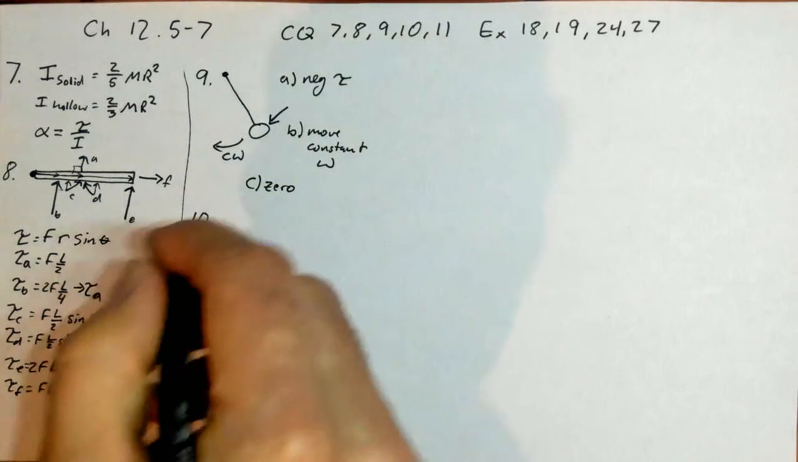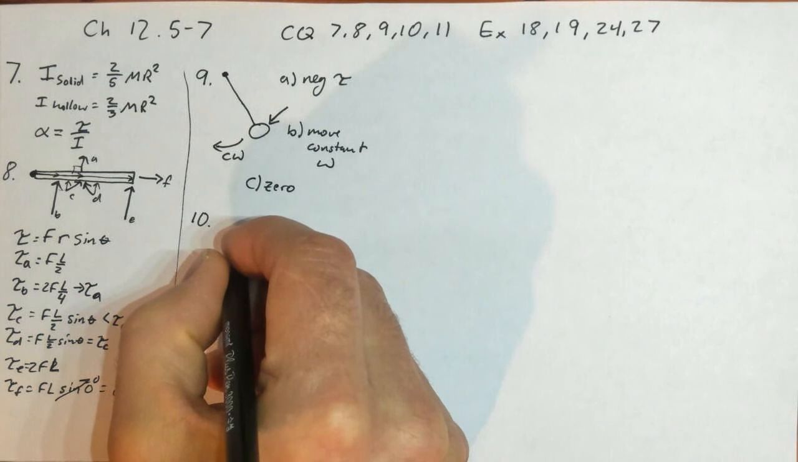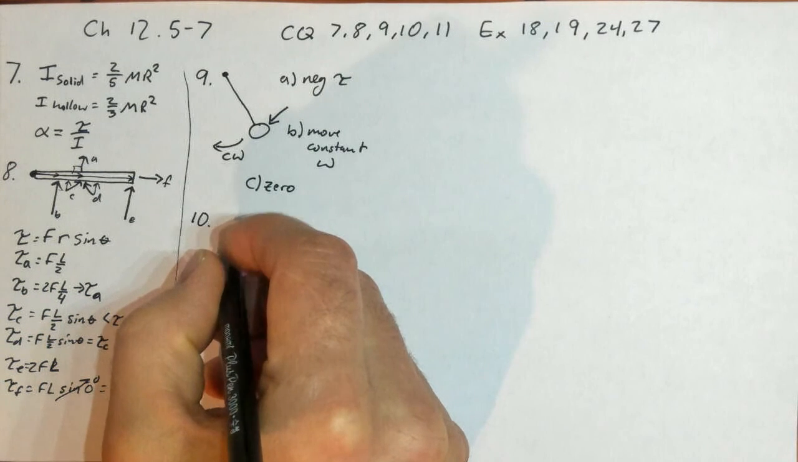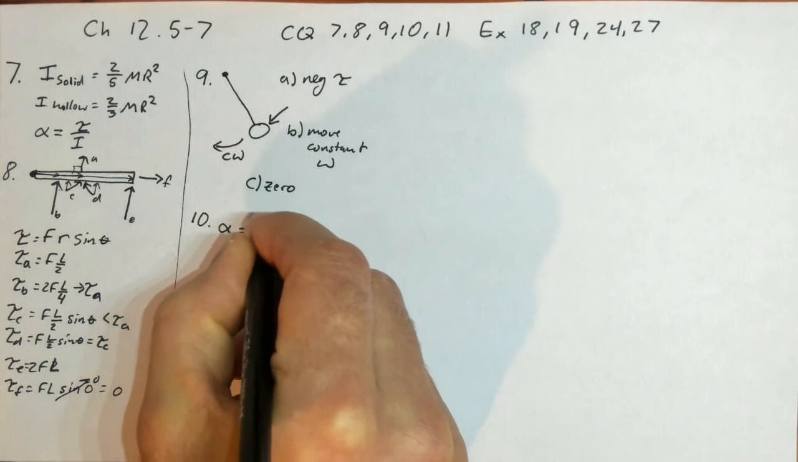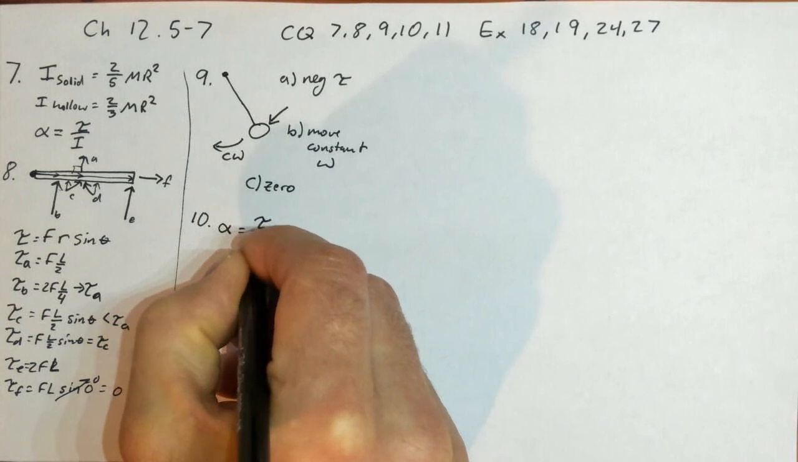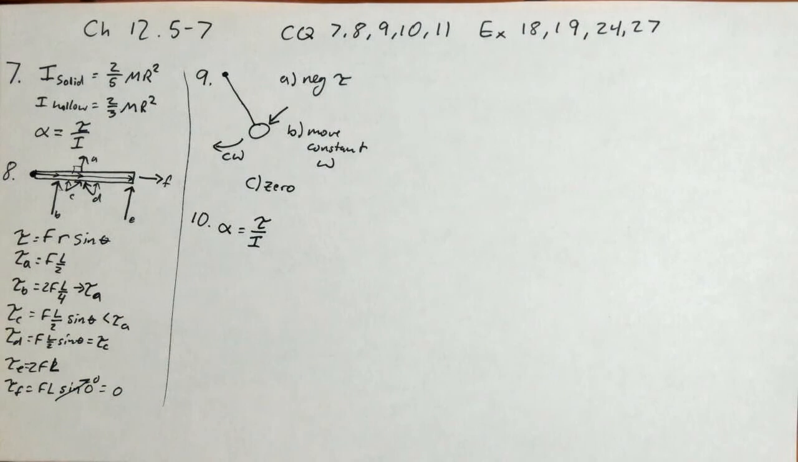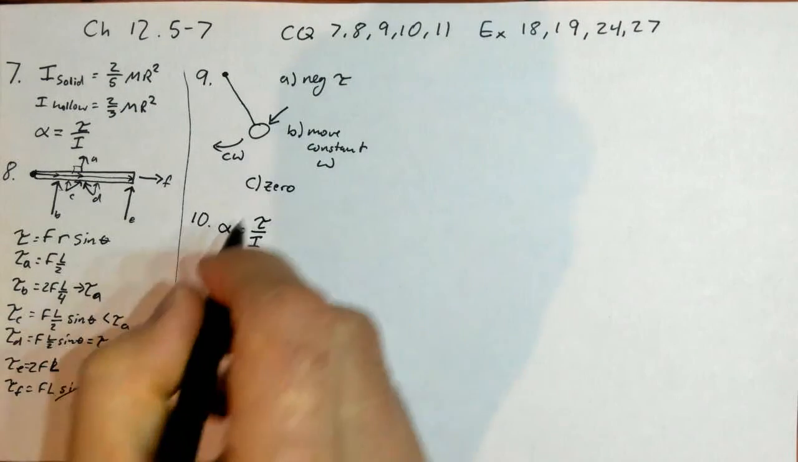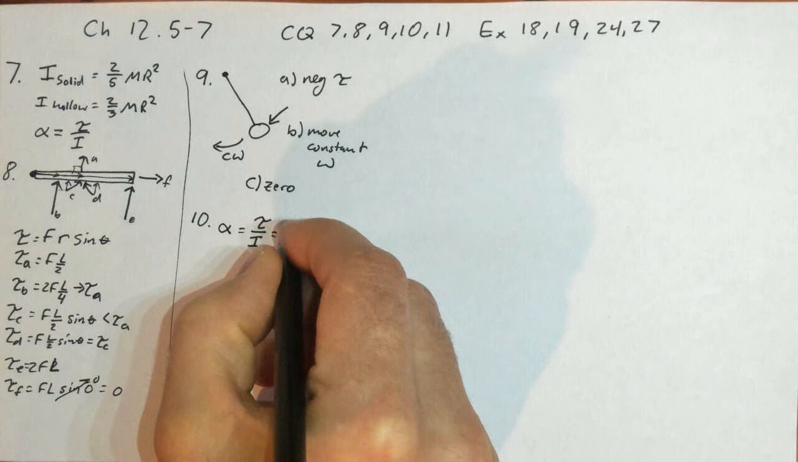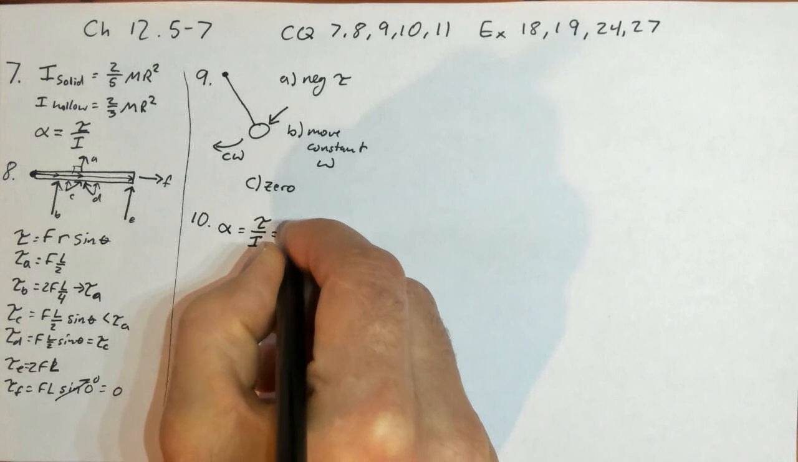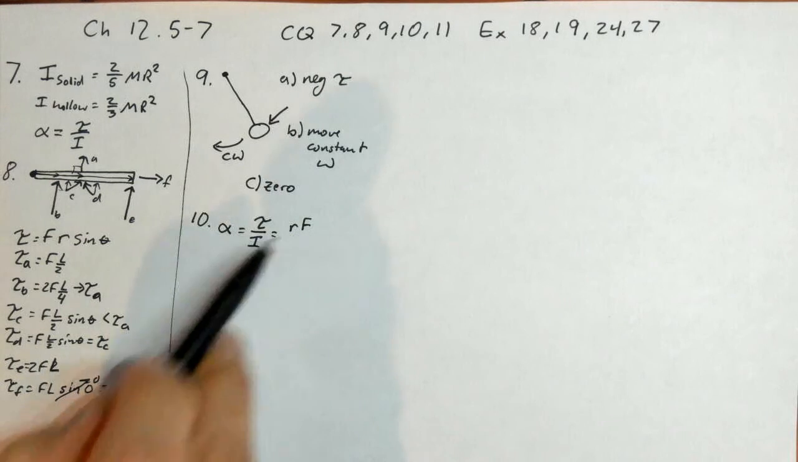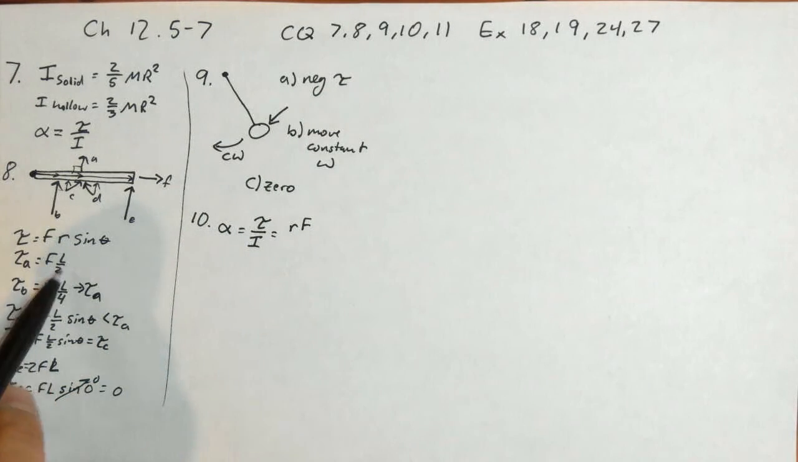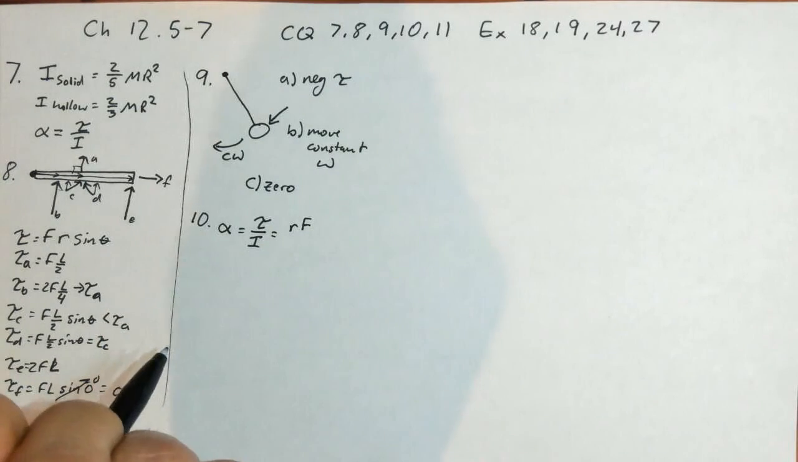We have a ranking problem. So we have this one. I'm going to let you look at the picture in the book. The question is the alpha. So alpha equals tau over I. We have to know, what is tau? Tau is RF, and they're all perpendicular, so these are purely just R times F. Since they're perpendicular, like we did over here, we have the sine of 90, which gives us a 1. So we have just R times F.